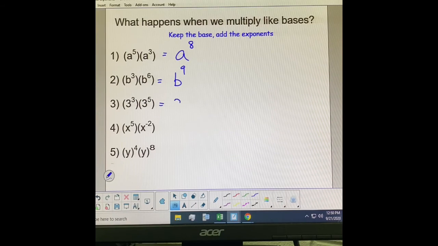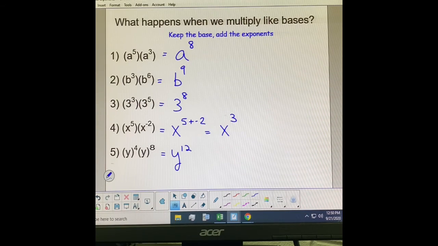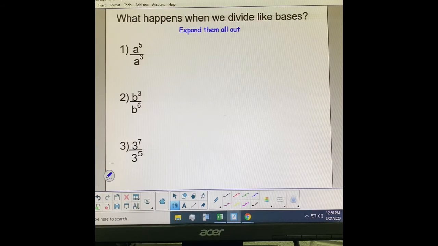Don't forget to keep the base and add the exponents whenever you're multiplying two monomials that have the same variable with different or the same exponents. A times a times a times a times a is being divided by a times a times a. We're left with a times a, which is a squared.